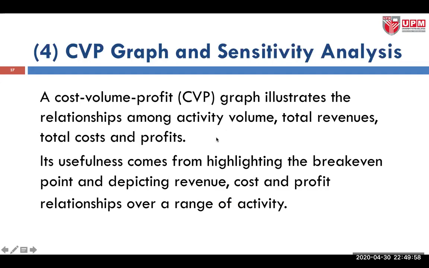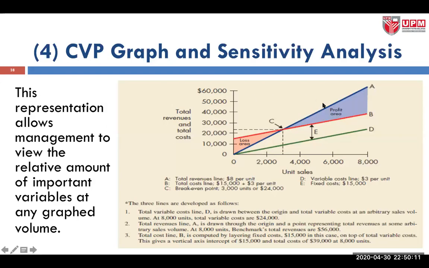The CVP graph can be illustrated in terms of the relationship among activity volume, total revenue, total cost, and the profit. So let's see the example here for this particular company. Okay, so you can see here, this is a representation that allows the management to view the relative amount of important variables at any given volume. So you can see the blue area here is the profit area, the red area is the loss area.